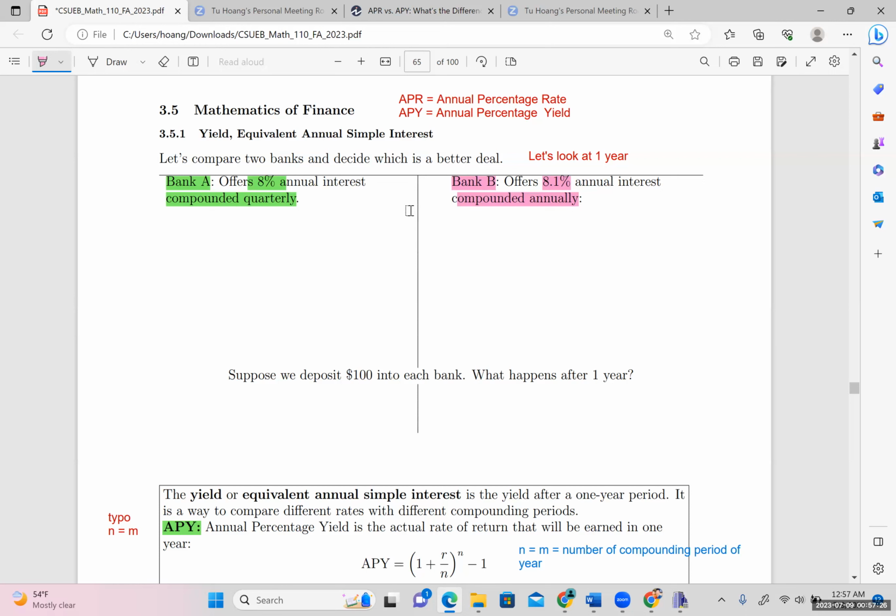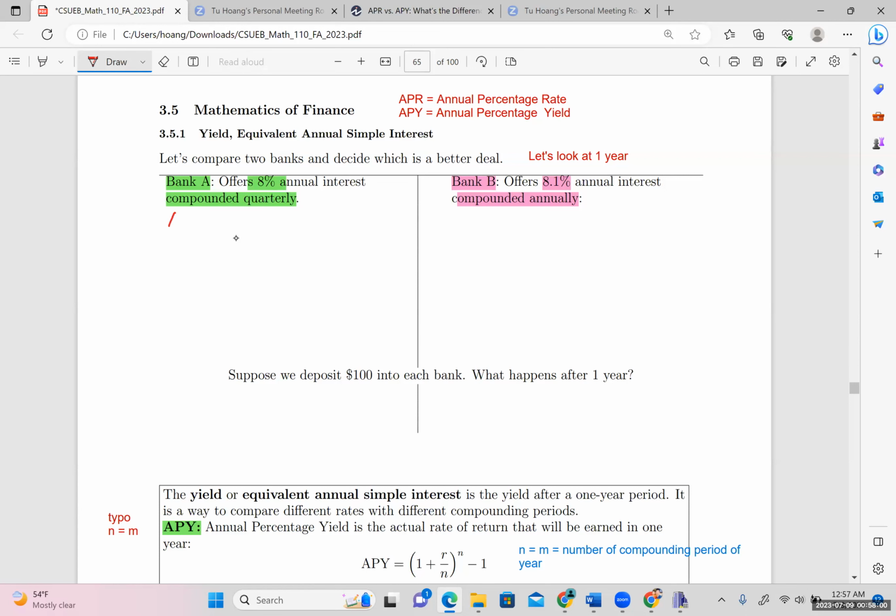If you never learned about compound interest, you would just take a look at the percent rate. You're going to say, oh, bank B offers a higher rate than bank A, so maybe I should just invest in bank B. Well, let's take a look at that with what we learned before. So I'm going to draw in here.